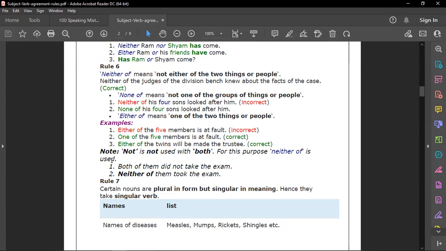So note that not is not used with both. For this purpose neither of is used. Both of them did not take the exam is wrong; neither of them took the exam is right. We never use not with both, meaning we don't use the negative with it, it's talking about the positive one. When we mean the negative, we use neither of.